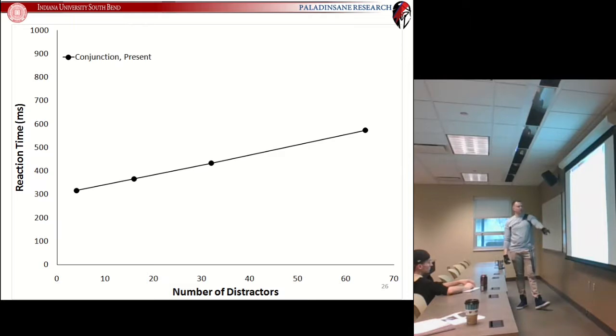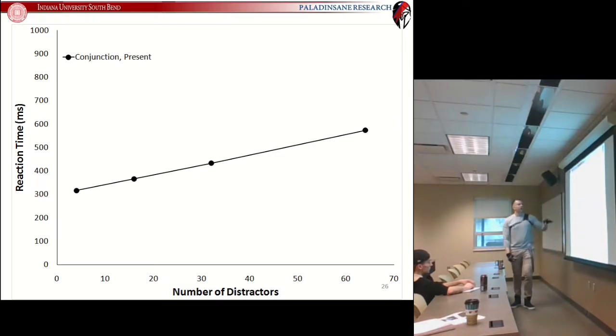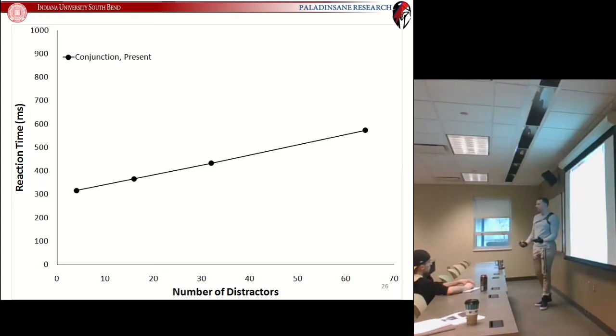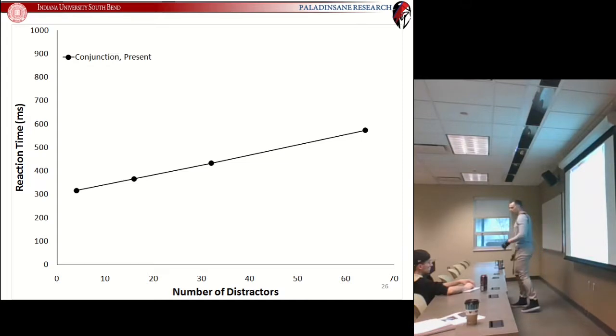All right, so number of distractors on the x-axis here. Right about here is 4, and it goes all the way up to 64 distractors. As we can see in the conjunction search, when you're looking for that green circle among green squares and blue circles, so you have to look at both features, as the number of distractors increased, your reaction times increased as well. So when the green circle was present, as the number of distractors went up, the time that it took you to find that green circle also went up.